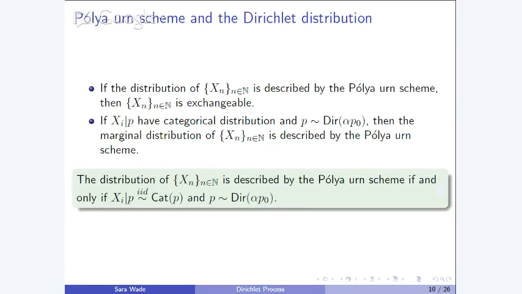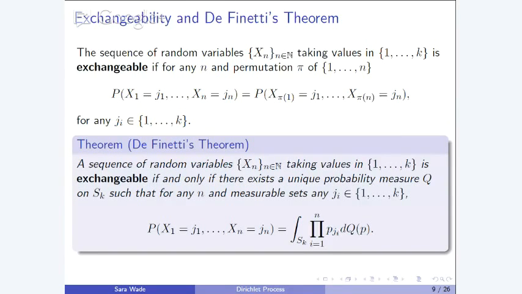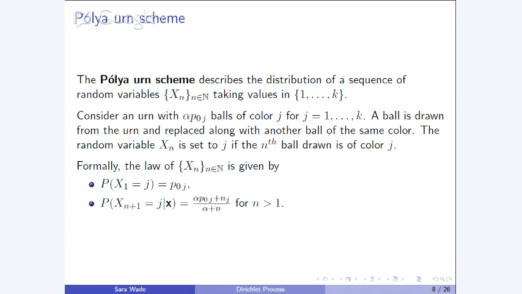So we can show that if the distribution of Xn is described by the Pólya urn scheme, then our data is exchangeable. That's quite easy to show. We can go through the proof real quick. Let's look at this distribution for the Pólya urn sequence. It's given by this here.